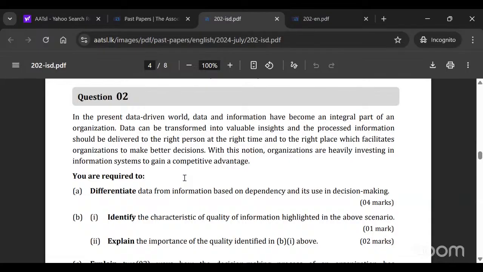Section number 2. This first section is most probably based on data and information, the characteristics of data, and the difference between data and information. In the present data-driven world, data and information have become an integral part of an organization. Data can be transformed into valuable insights, and the processed information should be delivered to the right person at the right time and right place, which helps the organization make better decisions.